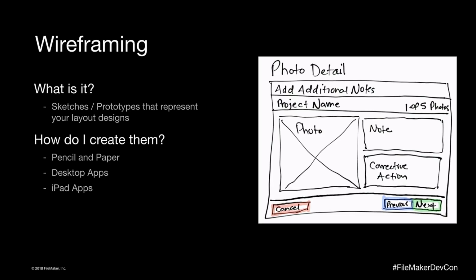So let's talk a little bit more about wireframing. What is it? It's sketches or prototypes that represent your layout designs. So it really is just a sketch. A lot of times if I come up with something I'm going to work on, you'll see me in a restaurant with a pen and a napkin, because I just came up with it and I need to write it down. So it can be as simple as that. So how do you create them? As I said, you can use pencil and paper, napkin and pen. There are desktop apps and there are iPad apps. The photo that you see on here right now, I used Notes Shelf on the iPad to create that.